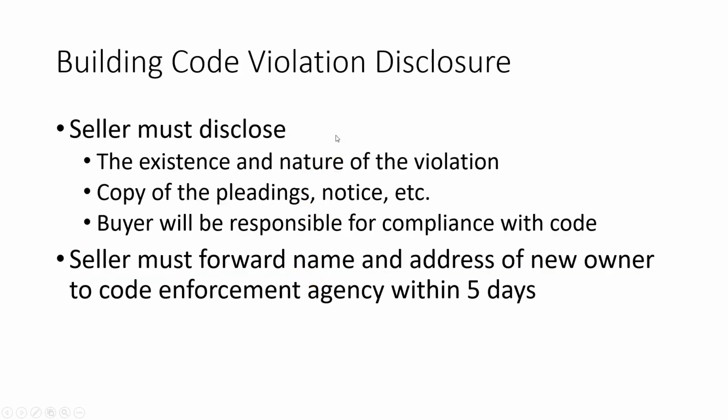If you're selling a home which you've had some building code violations, then you can sell it to a new buyer, but you've got to pass over the proceedings and the pleadings and the notices of those violations. And then it'll be up to the buyer to comply with the code. And then the seller must forward the name and address of the new owner to the code enforcement agency within 5 days.